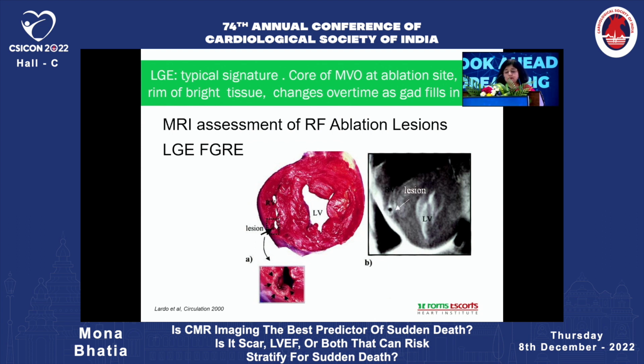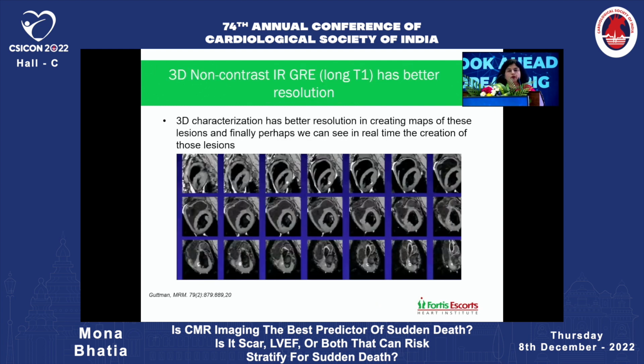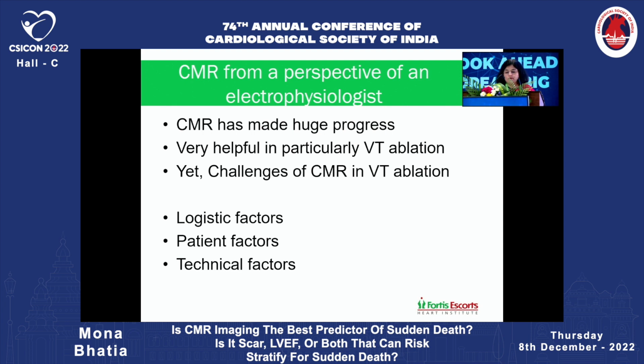It's a very typical signature with a core of microvascular obstruction, the ablation site, and a rim of bright tissue which changes over time as the gadolinium fills in. The iron state of this lesion also changes because of the heating, and the ferrous state changes to the ferric state, giving a natural contrast, reducing T1 at 55 degrees Celsius or more. 3D non-contrast inversion recovery sequences have a better resolution. MR dosimetry versus gross macroscopy has shown that the end results with thermal dose mapping correspond well to the size of the lesion. So CMR from the perspective of an electrophysiologist is extremely useful.